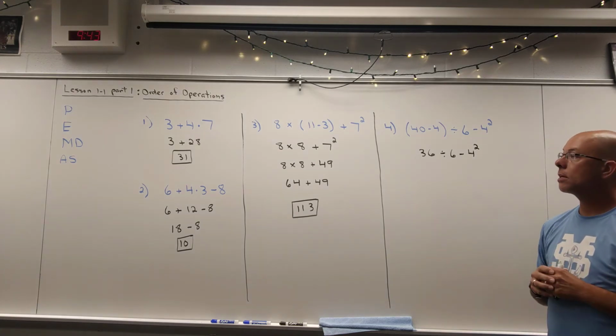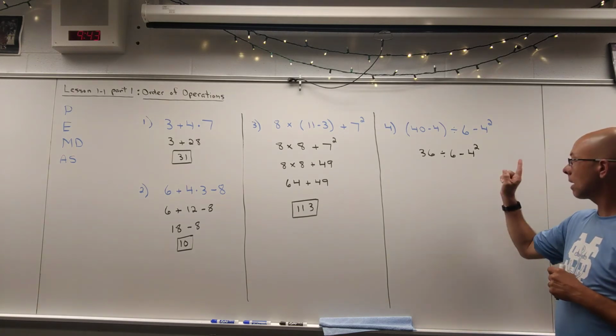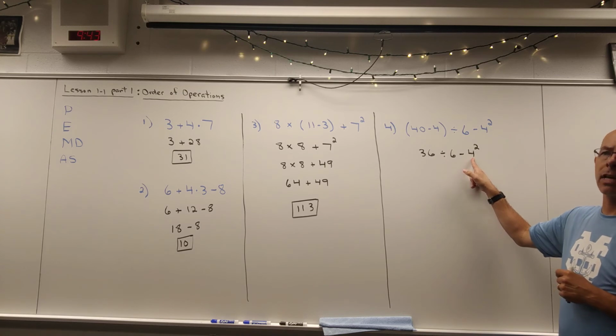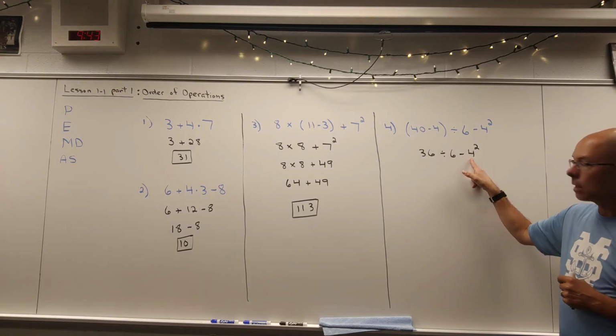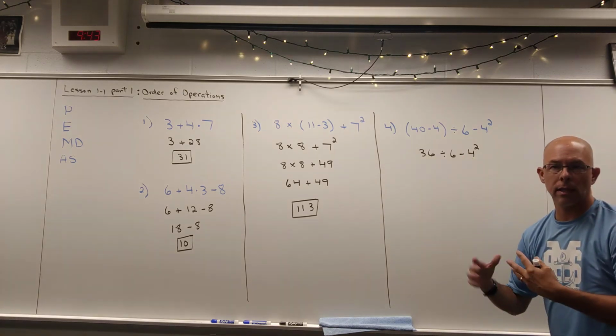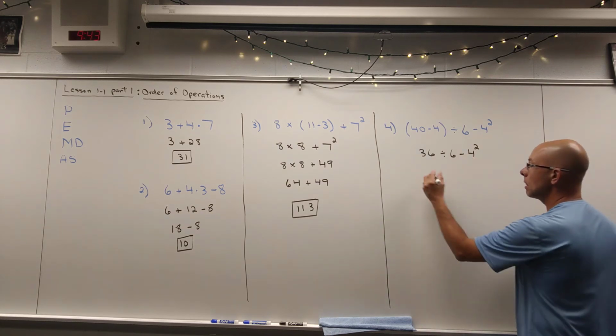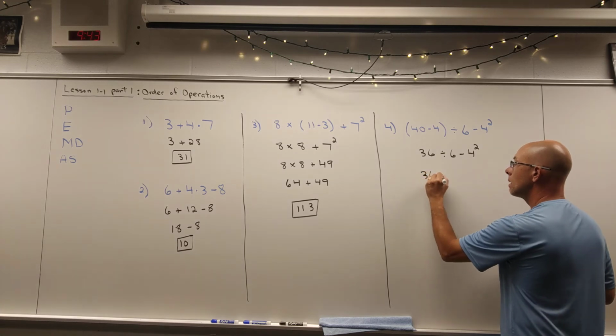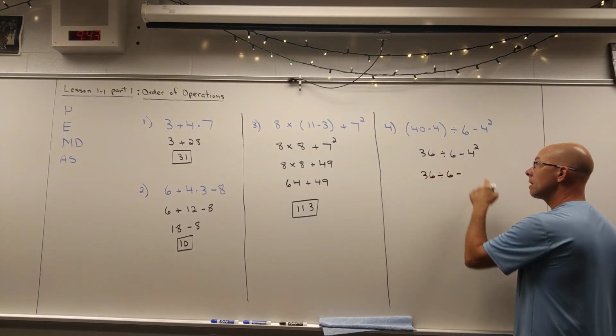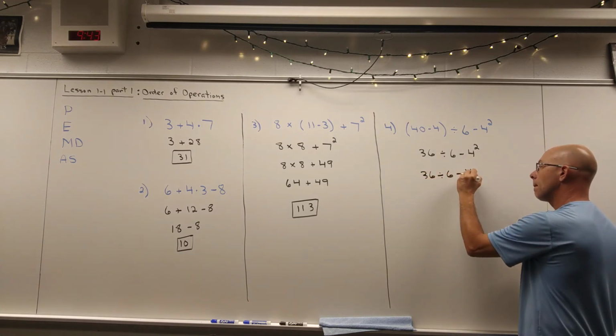Okay, next, any exponents that are there, take care of that. Now, please understand, don't call this a negative 4. That's a subtraction, so that gets done later in the question. We just look at this as 4 squared. So it's going to be 36 divided by 6 minus 4 squared is 16.